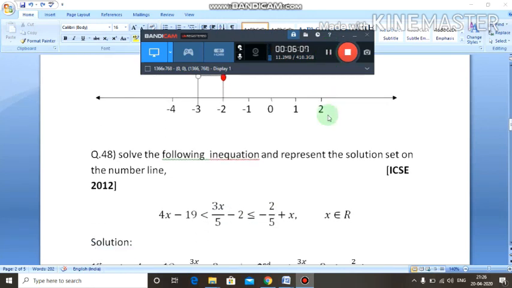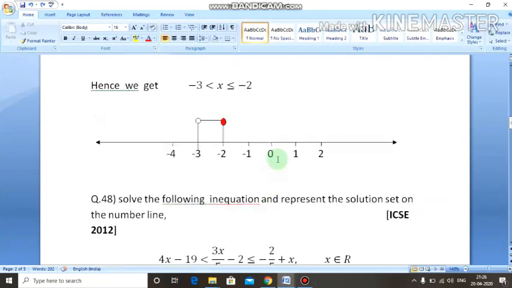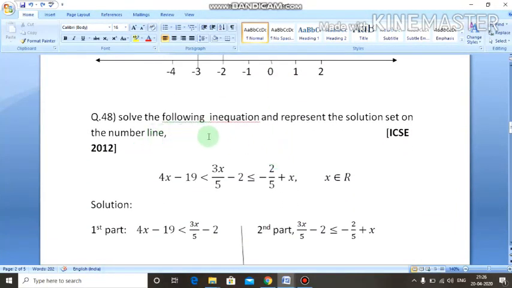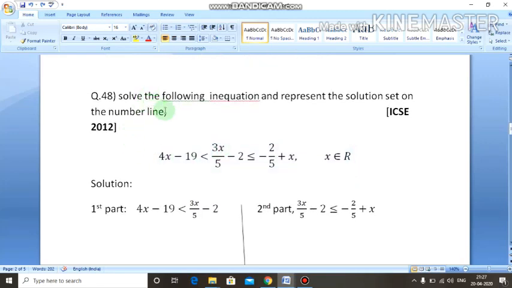Next, see the second one. This is your exercise problem. Problem number 48 from your books. This problem came in ICSE 2012. One important thing, from this chapter one problem must come in ICSE, which carries 4 marks. So you have to solve this problem. Second part: solve the following inequation and represent the solution set on the number line.